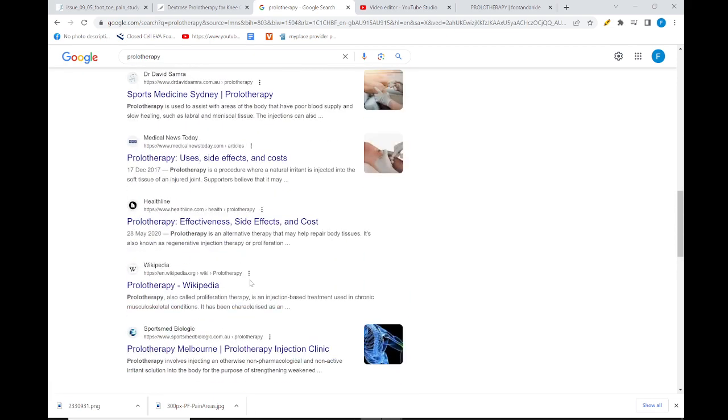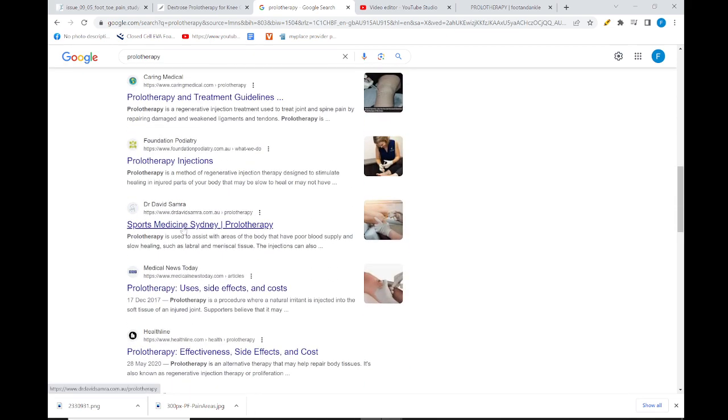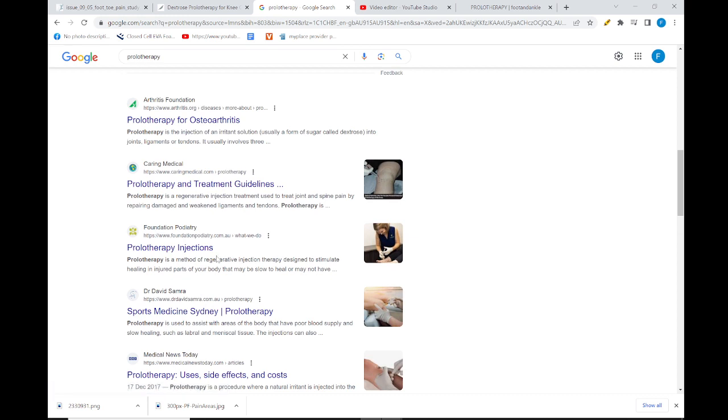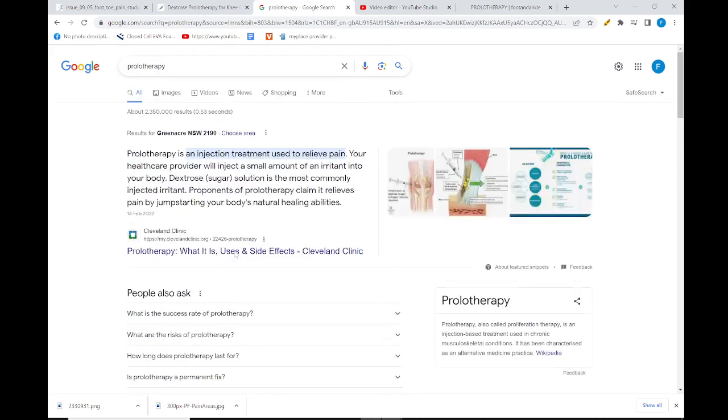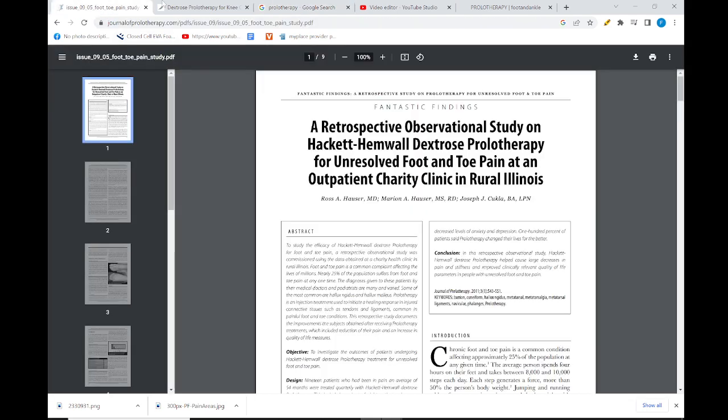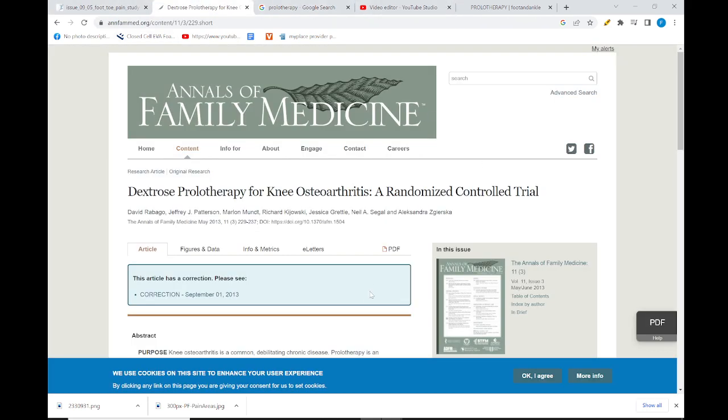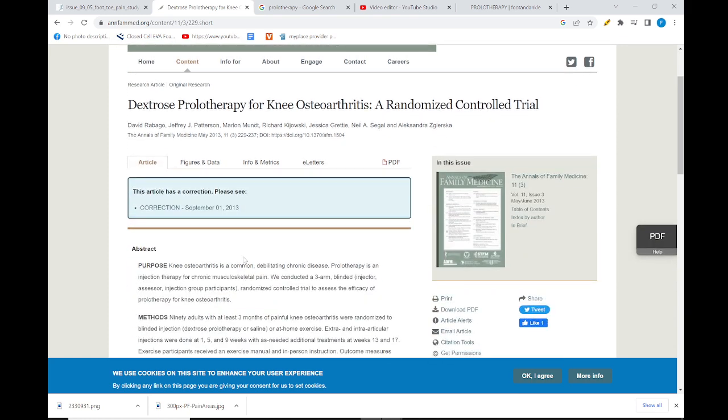So you'll find that it's used from podiatrists to sports medicine doctors. Even if you look into the US, you'll find that sometimes orthopedic surgeons and other types of musculoskeletal doctors also use this type of injection. So if we look at some of the research, there is a lot of research out there, however, we're more related to lower limb. This is one that is very well known. It's from 2013: Dextrose, which is sugar water, prolotherapy for knee osteoarthritis, a randomized controlled trial.